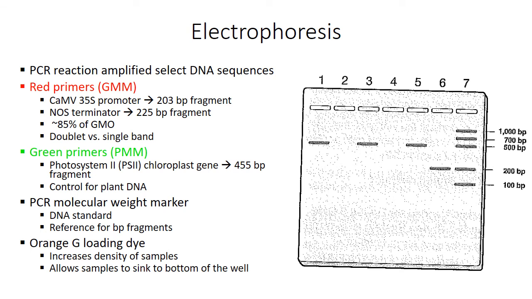And then we were also going to add a little bit more SYBR Green to our samples to make sure that we would be able to follow the fluorescence in the electrophoresis gel itself. On the left-hand side in the text, I reminded you that your red primers had fragment sizes of 203 and 225. Your green primer for your photosystem gene had a fragment size of about 455 base pairs.